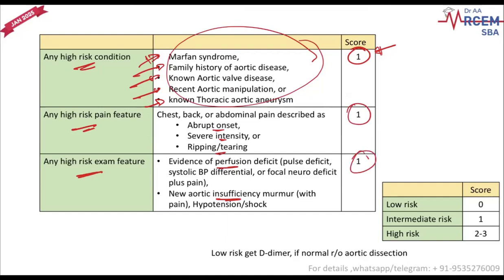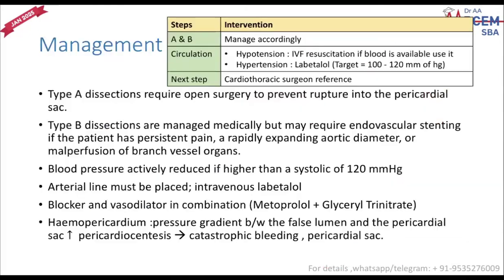If the patient has a score of 0, it is low risk. What will you do at this point of time? You can just get a D-dimer done. If the D-dimer is on the lower side, you rule out an aortic dissection. But if it is intermediate or high risk, then you need to get a CT angiogram if the patient is stable, or else you need to involve the cardiothoracic surgeon and start resuscitating.